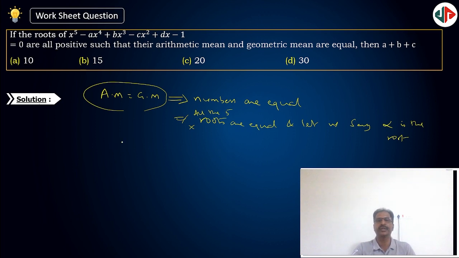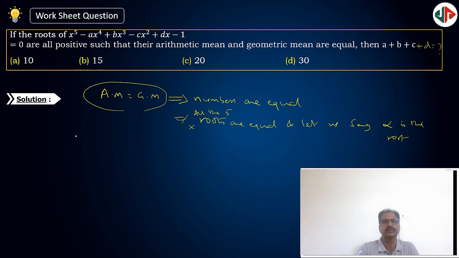Now the question is finding a plus b plus c plus d. D is missing here. A plus b plus c plus d is equal to how much? Now since alpha is a root, what will be the values of a, b, c, d? All the 5 roots are alpha only.